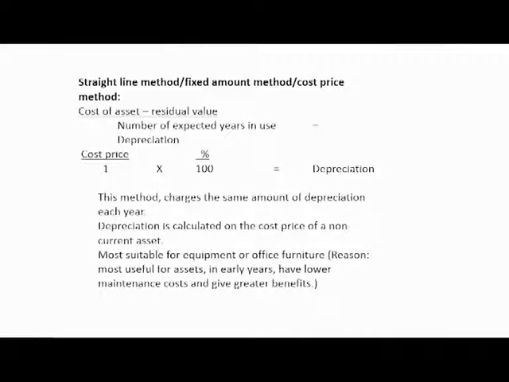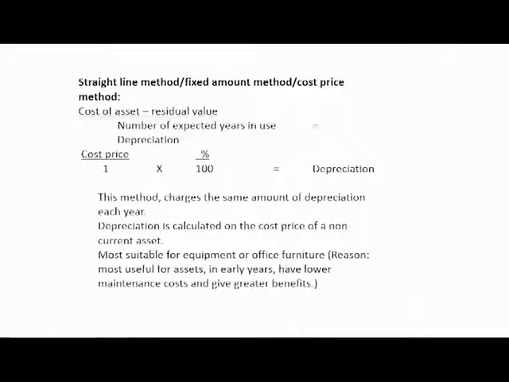The first method we are seeing here is the straight line method, or sometimes we call it the fixed amount method or cost price method. So the formula is there. There are two, depending on the information you are given. Let's say, for example, you are given the cost and the percentage alone.